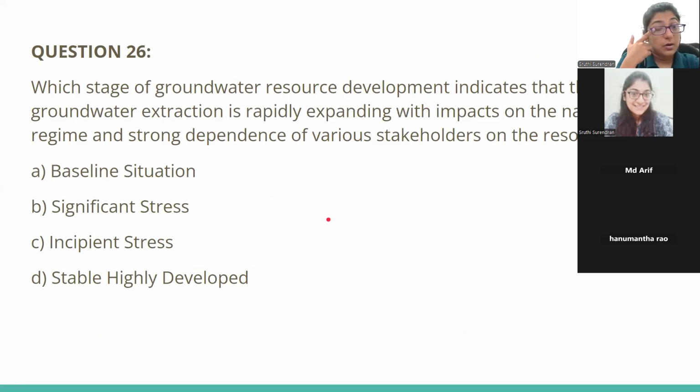Now, which stage of groundwater resource development is indicating that the groundwater extraction is rapidly expanding with some impacts on the natural regime and strong dependence of various stakeholders on the resource? Is it the baseline situation, incipient stress, significant stress, or stable, highly developed stage?